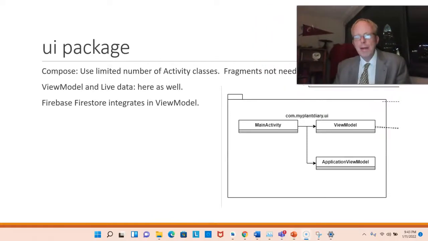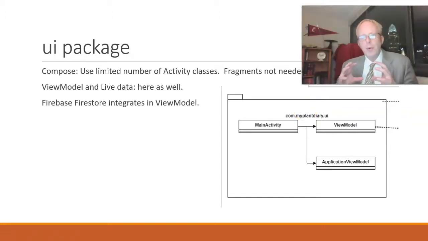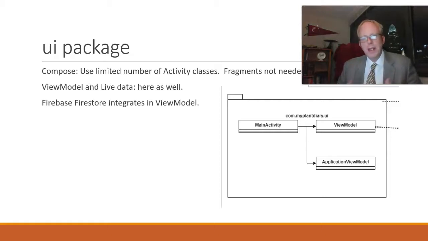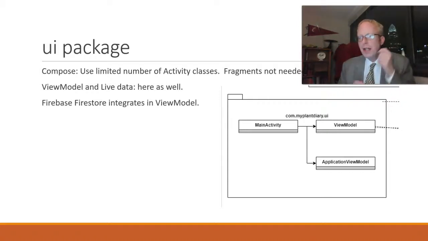Next one, UI package. This is where we're going to do things like have an activity. And in the land of Jetpack Compose, we're not going to need a whole lot of activities. We need minimal activities because that user interface is dynamic. We're also going to have our view models, which provide live data to our user interface. And also the view models are a good integration point for Firebase.